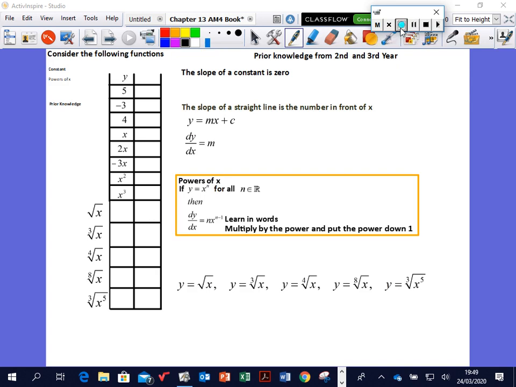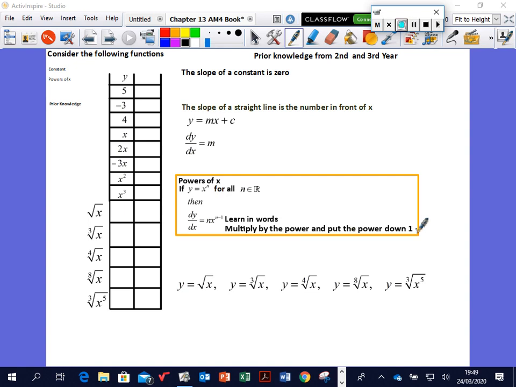Now on this page, we're going to have a quick summary. Once again, the slope of a constant is 0. The slope of a straight line is the number in front of the x. So if we've got y equals mx plus c, then the slope function dy dx is equal to m. We've also covered in this module that if we have a power of x, i.e. y equals x to the power of n, then dy dx is equal to, well, you multiply by the power, bring the power to the front, and then you take 1 away from the power. And it's very, very important that you learn that in words.